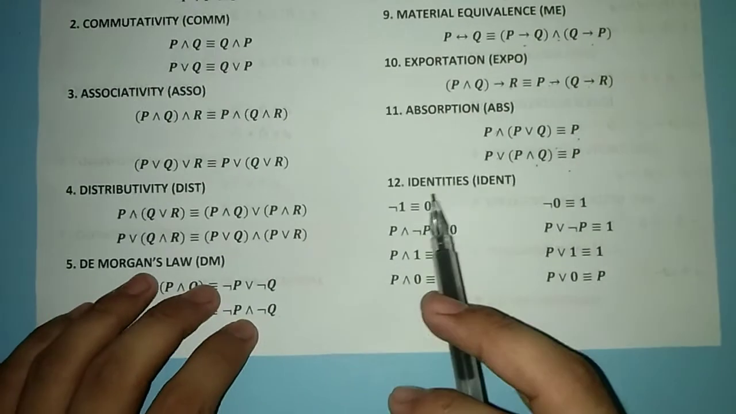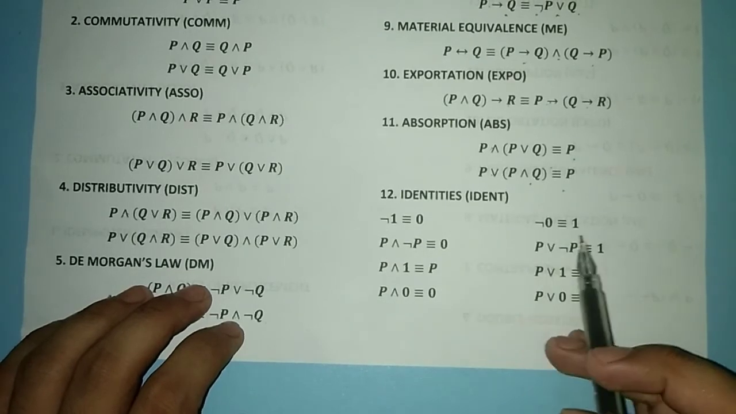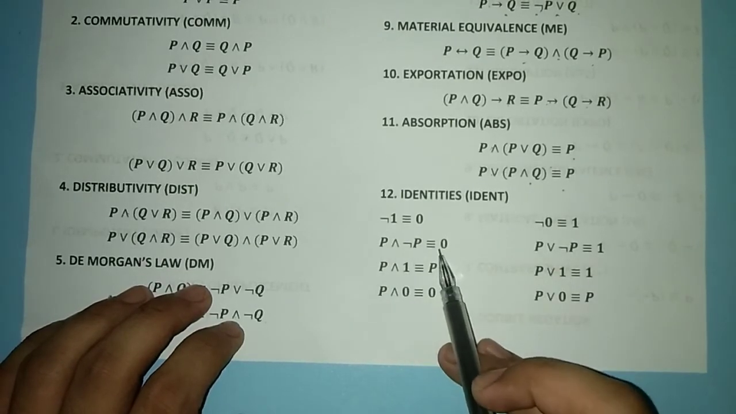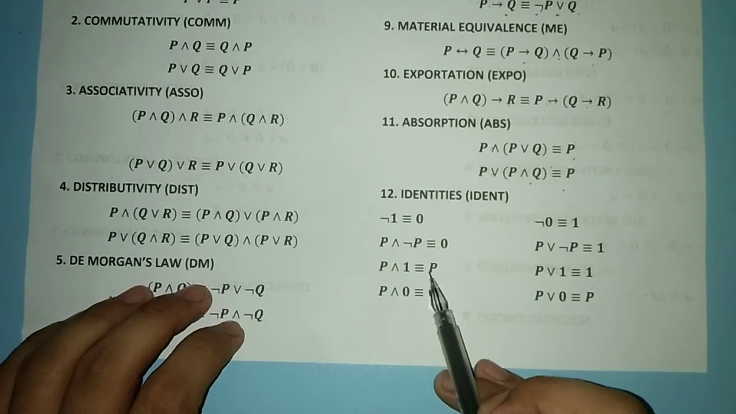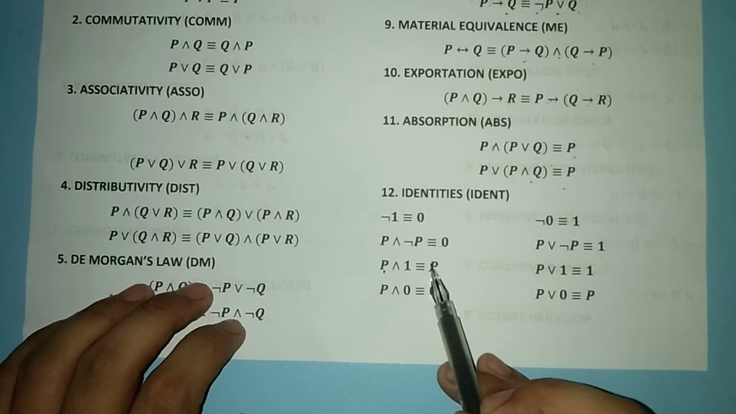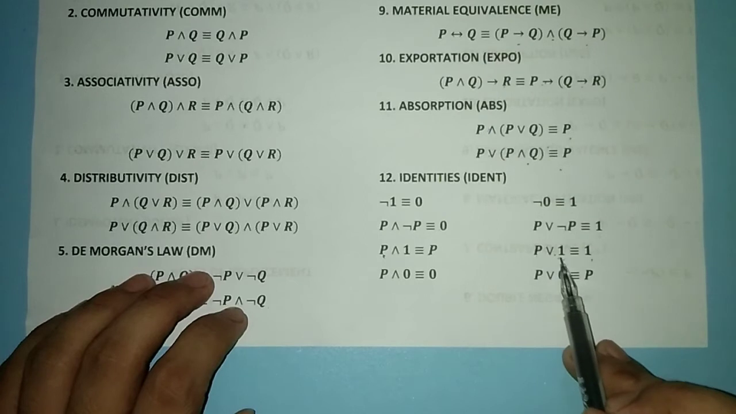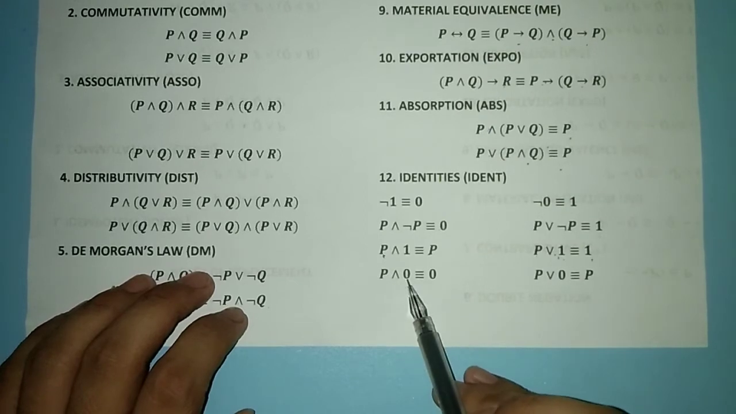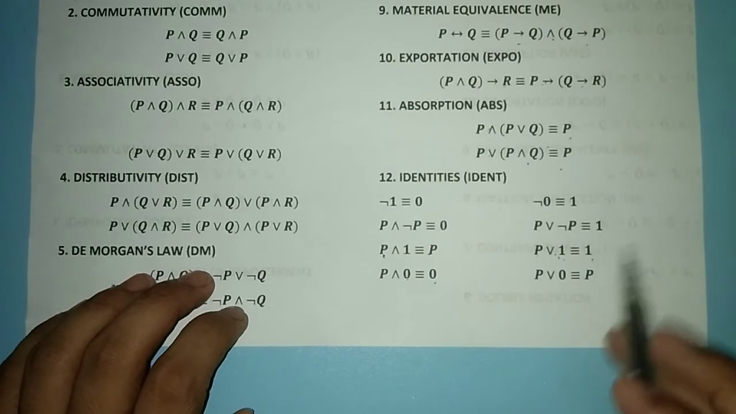Okay? So next, identities or ident, we have not 1, that is 0, not 0, that is 1. P and not P, that is 0, P or not P, that is 1. Then P and 1, that is P, kasi hindi natin alam kung ano yung P. Dapat 1 siya kapag 1 yung P. Tapos 0 siya, kung ano yung sign ng P, no? Kung 1 siya o 0. Then P or 1, that is 1. Kasi 1 na yung isa eh. Then P and 0, that is 0. Then P or 0, depende kay P.